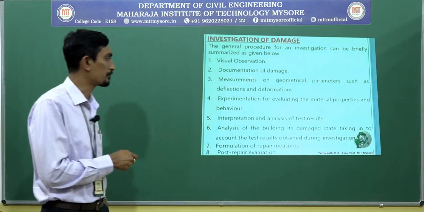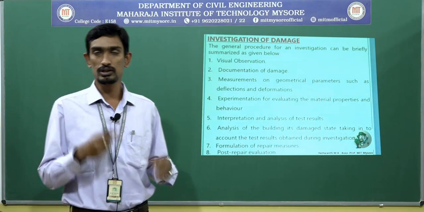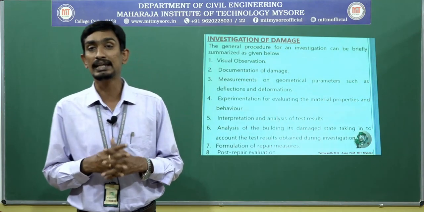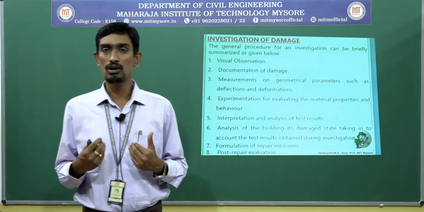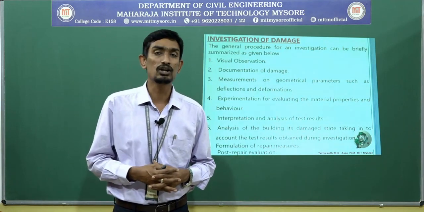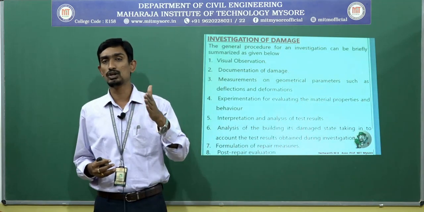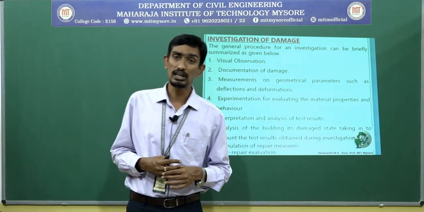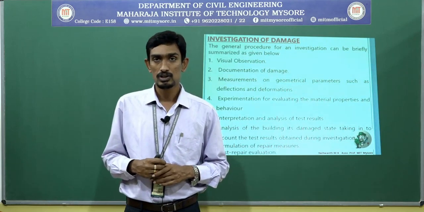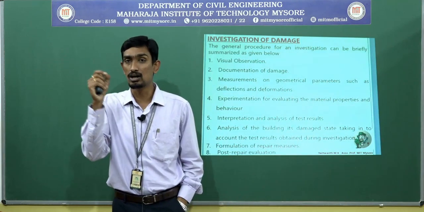Okay. So that is step number 3, measurement of geometrical parameters and deflection deformations. You are going to measure the beam deflection, slab deflection, and also whether there is any eccentricity in the column. As we discussed in the last session, the column should carry the load through the centroidal axis. If the column carries the load eccentrically, then the stresses developed will vary. So note down whether there is any eccentricity in the column.